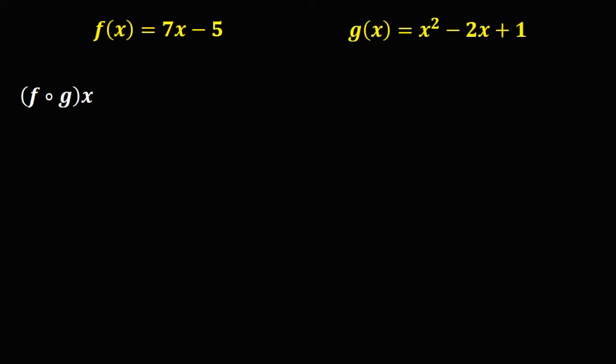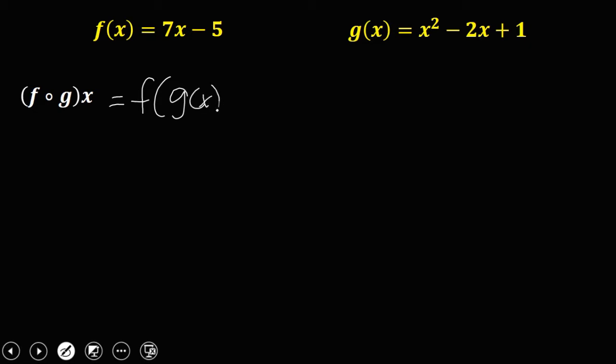Okay, so let's have this one, the composition of functions. So we have two given functions, the function f and the function g, or f of x and g of x. So we need to find the value of this composition. This is equal to f of g of x. From f of x, your x is g of x, and this g of x is equal to x squared minus 2x plus 1. So again, from f of x, that's 7x minus 5.